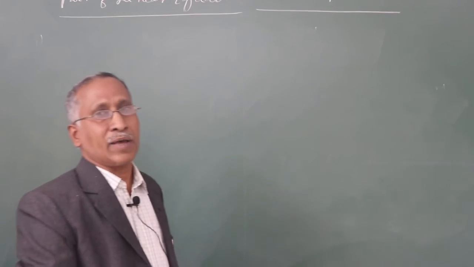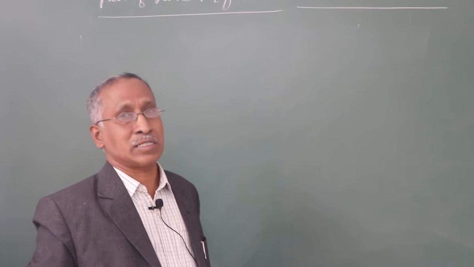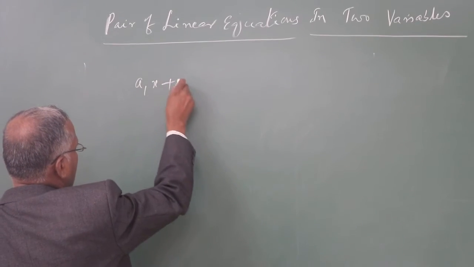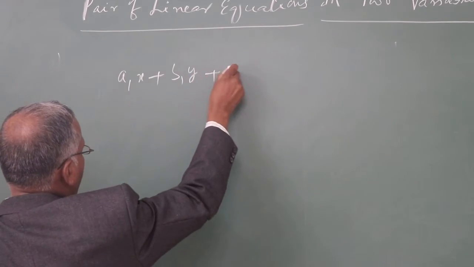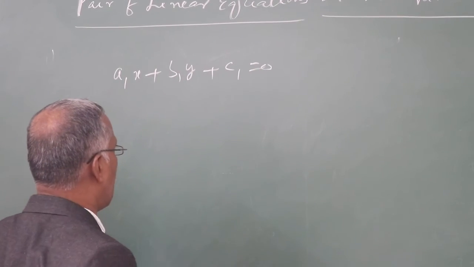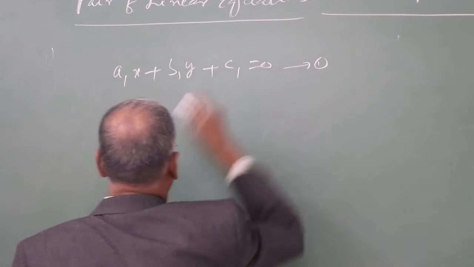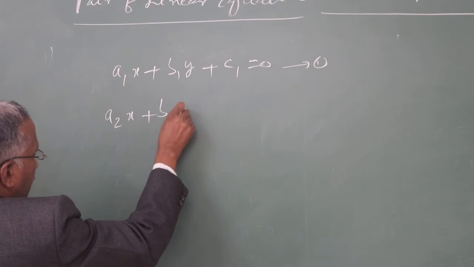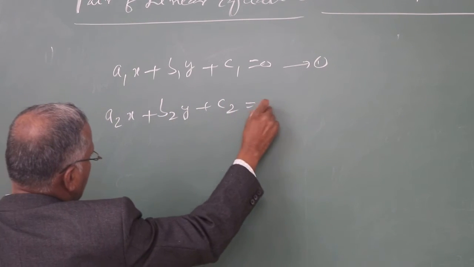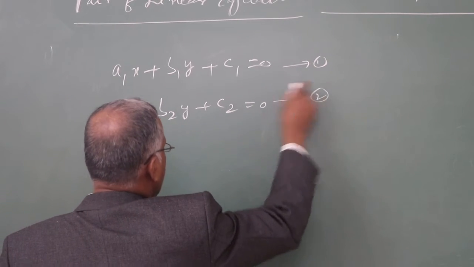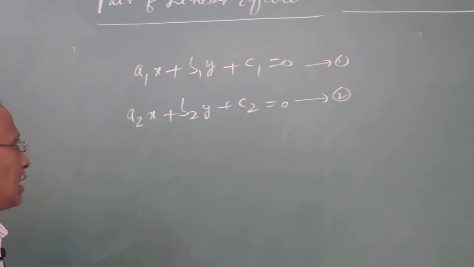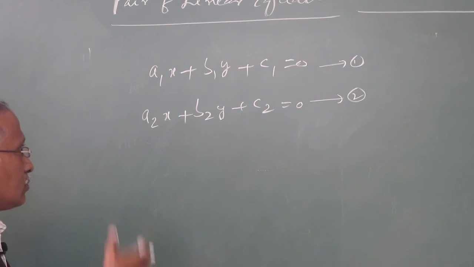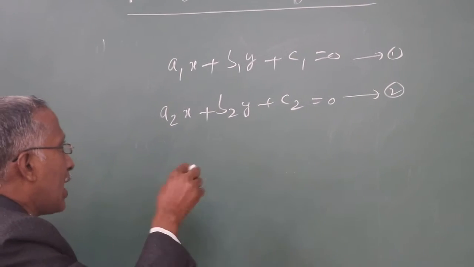The general pair of linear equations: first one, a1x + b1y + c1 = 0, equation 1. Second equation, a2x + b2y + c2 = 0. This is another simultaneous linear equation in general or standard form. Then, how do you find the conditions?